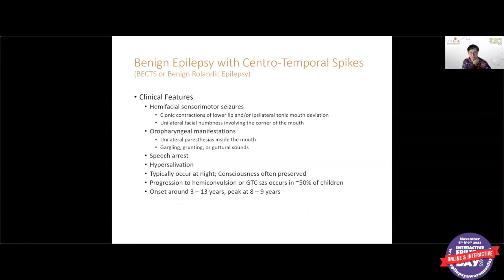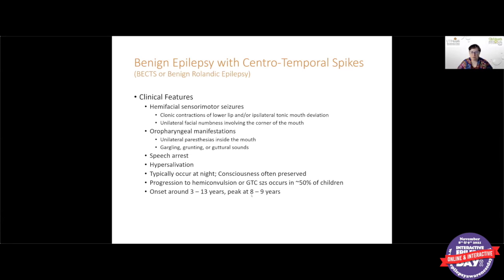So in terms of other epilepsy syndromes, there's benign epilepsy with centrotemporal spikes, or benign rolandic epilepsy. This is usually a seizure that is happening in one particular area of the brain, but usually involves the mouth, sometimes with drooling or facial numbness. The child is usually otherwise awake during this, and usually it's going to start around 3 years old, all the way up to 13 years old.